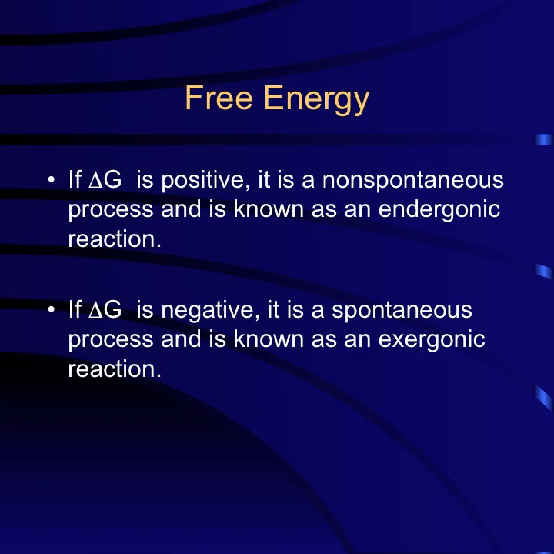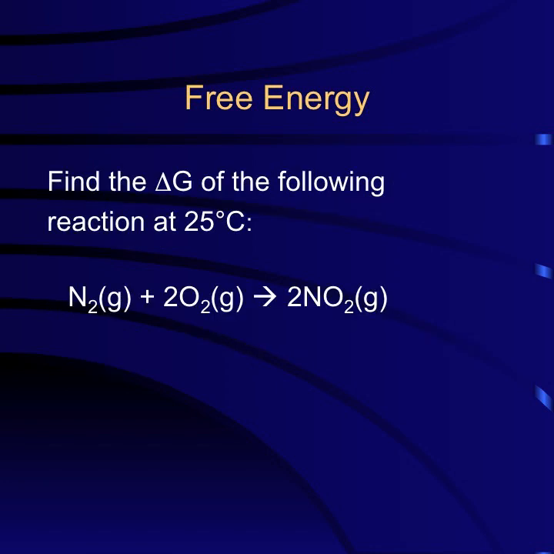So, I'm going to show you how to find your delta G at 25 degrees Celsius for the same reaction we've been messing with. The N2 plus 2 moles of O2 yields 2 moles of NO2. You know the delta H and you know the delta S. I've given you a temperature of 25 degrees Celsius. You need to convert that temperature to Kelvin, and then you need to plug in and find your delta G, please.